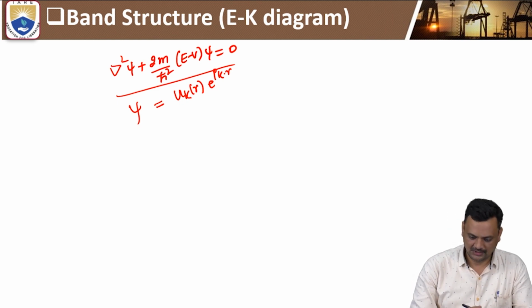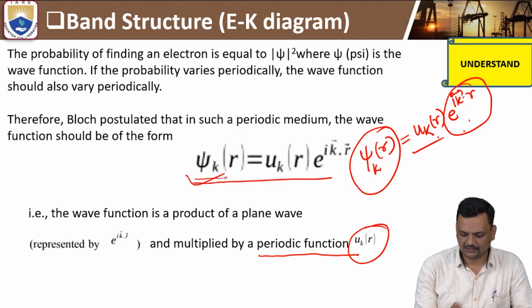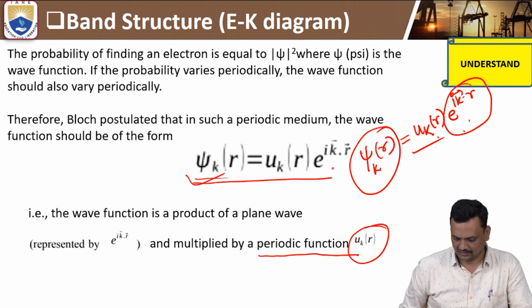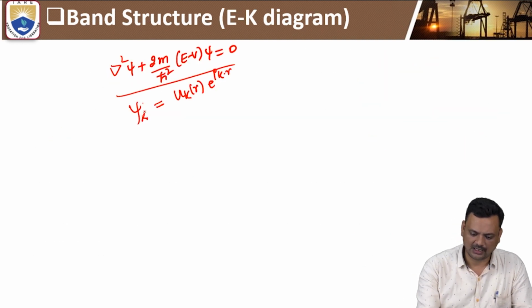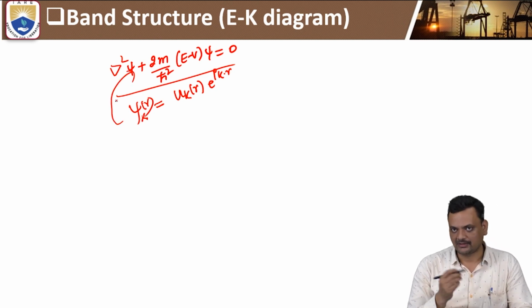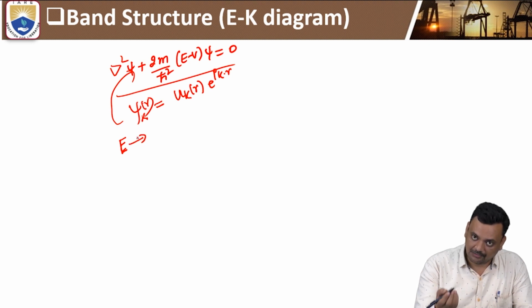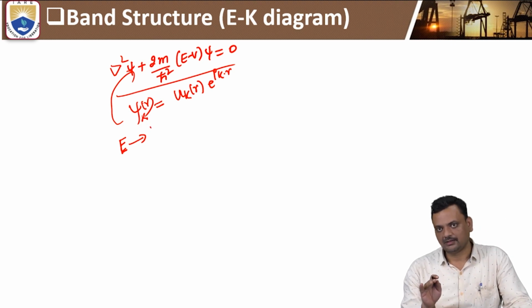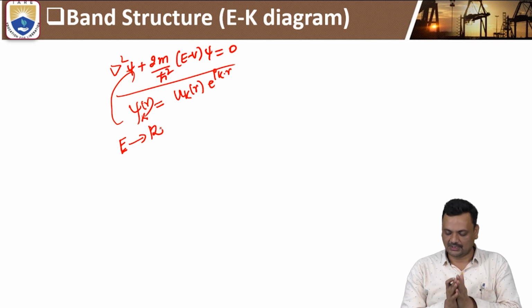You can also write it as psi_k(r). Now if you put this psi value here and solve this equation for energy, you will get the energy eigenvalue, which is periodic in nature. And which variable will show the periodicity? The k variable. Okay, first thing.